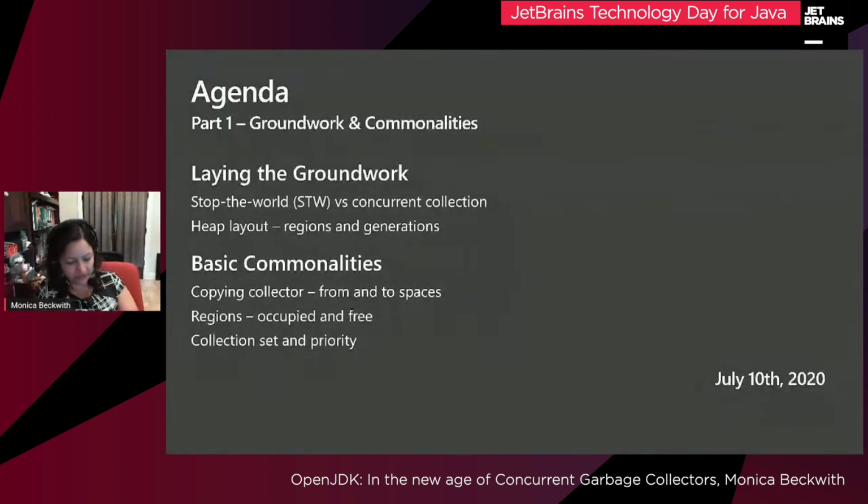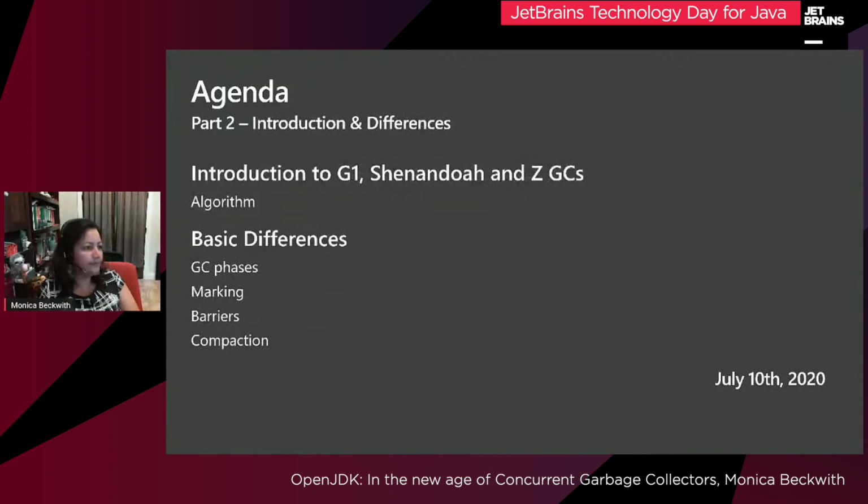Today I'd like to compare and contrast different collectors. I want to start with what it means when we say STW, which is stop the world, versus concurrent collection. What do regionalized heap and generational heap mean? And then also cover some of the commonalities between all these newer collectors. If we get time, I'll also compare and contrast these collectors. I'll give a quick introduction and then talk about how they differ, like in their compaction algorithm or in the way that the barriers are handled.